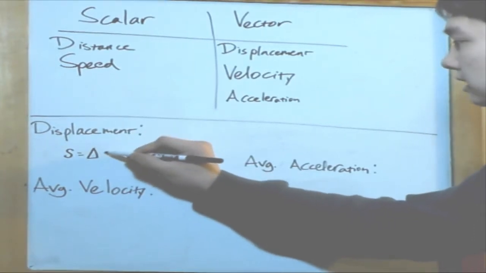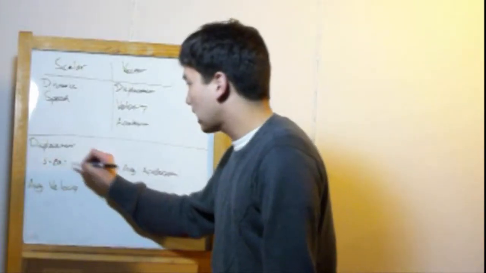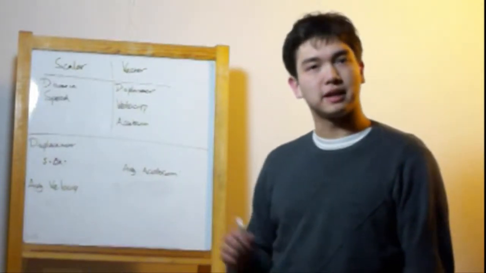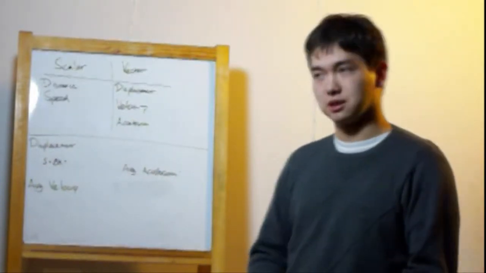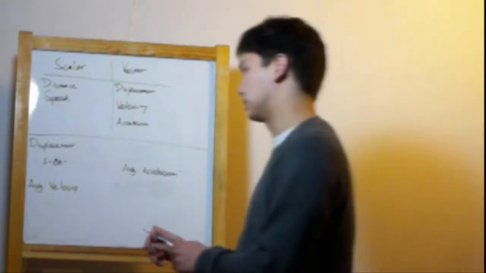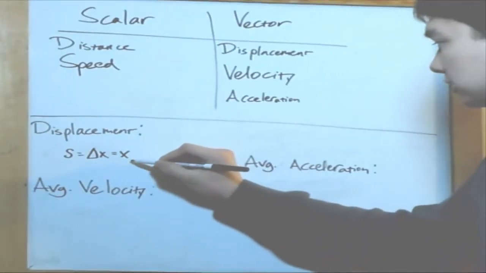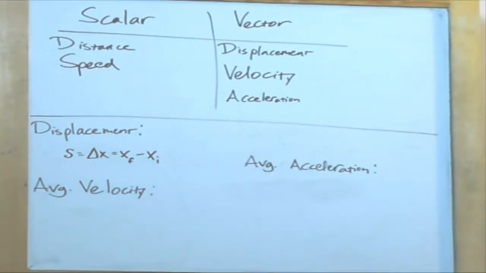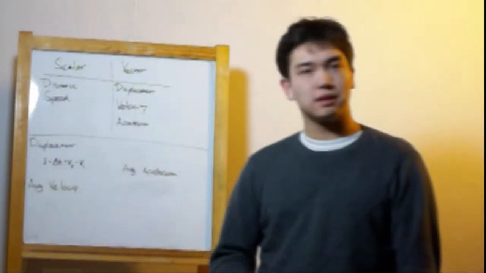Physicists will typically either use an s or a delta x to illustrate displacement. I prefer delta x because you can expand that one out. Delta means the final value minus the initial value, and x is just your position. So essentially, your final position minus your initial position, which gives you the distance in between. So x sub f, the final position, minus x sub i, where i stands for initial, so your initial position.